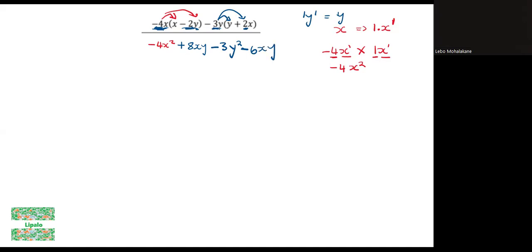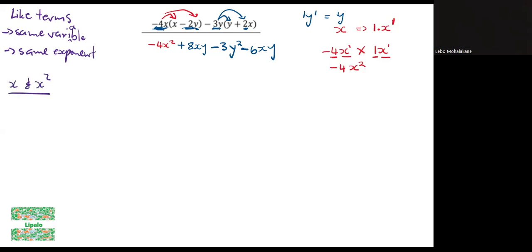Now, the final step here, we need to look for like terms. Which terms are like terms? Let's recap on what like terms are. How do we identify like terms? The terms have to have the same variable. Good. Then they have to also have the same exponent. Good. x and x squared are not like terms because they don't have the same exponent.